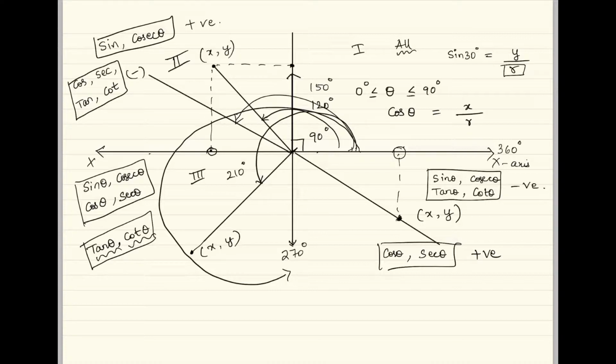Once we become very familiar with these angles, then we can think about how to find those values. So how do we find those values actually? For that there is a very simple method. Let's go one by one. See, first quadrant angles, all of you are quite familiar, right? So let's discuss first quadrant angles.